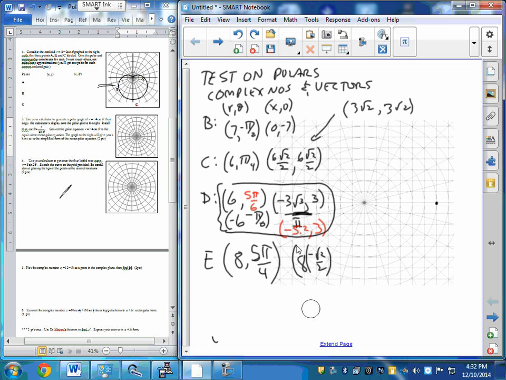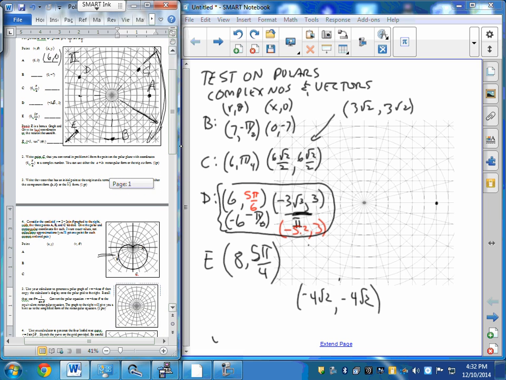Or cleaning that up if you want, negative 4 square roots of 2. And the Y coordinate is 8 times the sine of 5 pi over 4, which is also negative square root of 2 over 2. So negative 4 square roots of 2. So there's your XY for E. Okay, so a little time consuming to plot those out. But let's see if we can go ahead and knock out the rest of these much more efficiently.